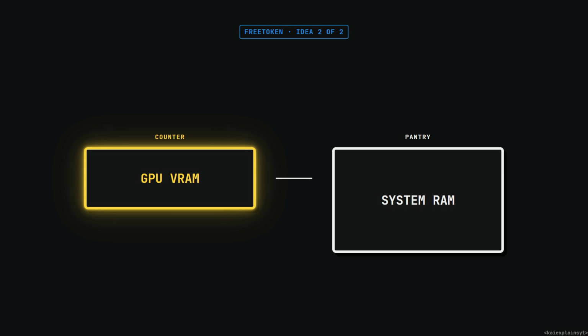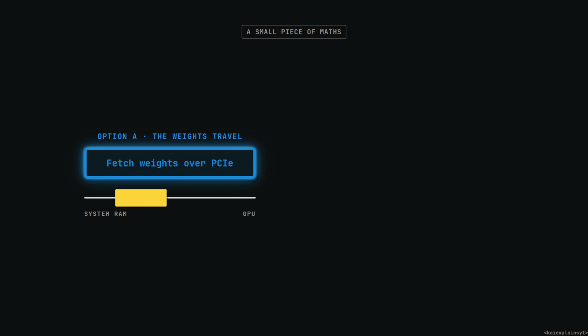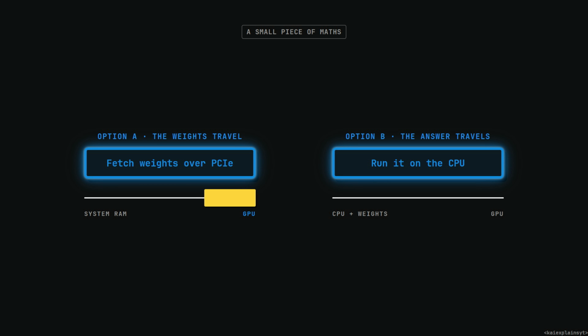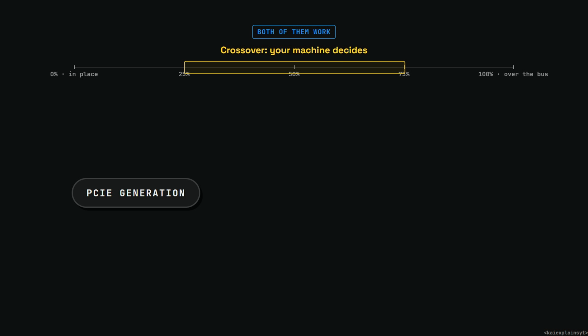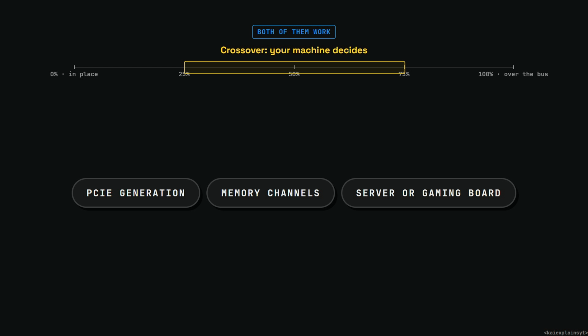The second idea is the one I'd actually put on a whiteboard. When you don't have the ingredient, you don't have to carry it back. Sometimes it's faster to cook that one dish in the pantry. A missed expert is a small piece of maths. You can fetch the weights over PCIe and run it on the GPU, or you can run it on your CPU right where the weights already sit and send back the answer, which is tiny. Both work, and which one is faster depends on your specific machine. Your PCIe generation, your memory channels, whether you bought a server board or a gaming board.